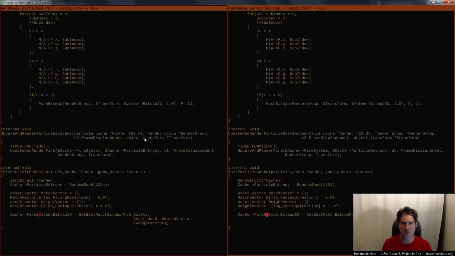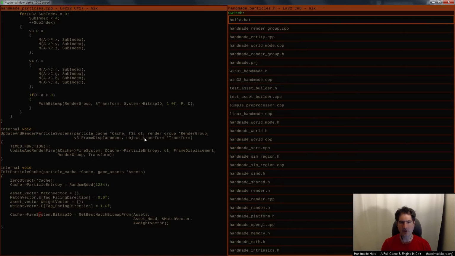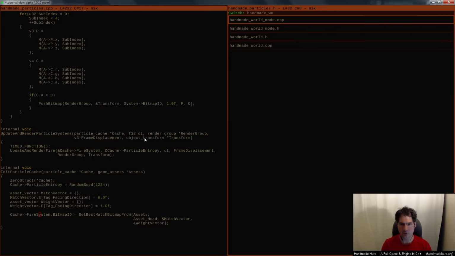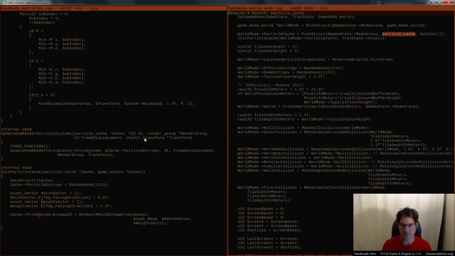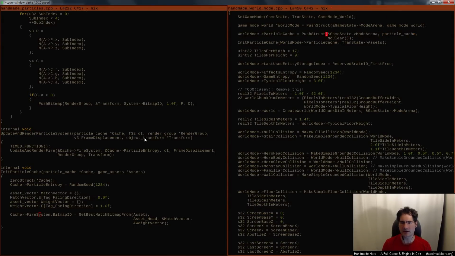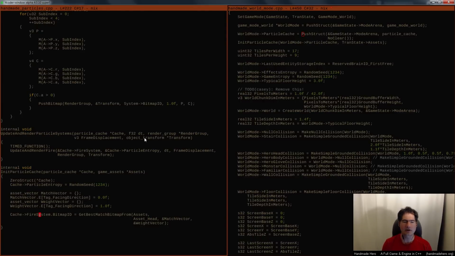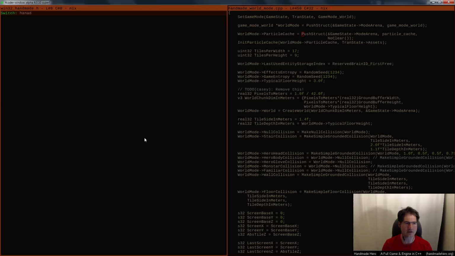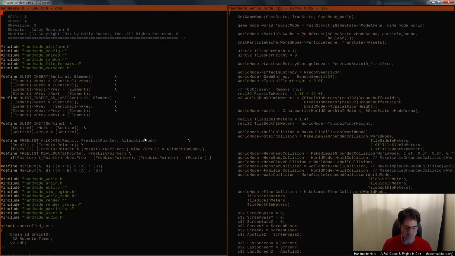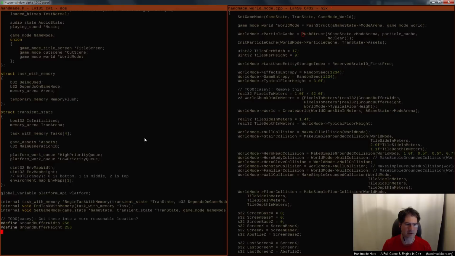And what you'll notice is we get the particle cache from Handmade World Mode, rather. And what you can see here is I tell it to do no clear, but I don't give it an alignment, which means that it's not necessarily going to be aligned to a 16-byte boundary. Our default alignment in Handmade Hero, when we allocate things, we only try to pad them out to a 4-byte boundary in our allocator, right, in our memory arena.